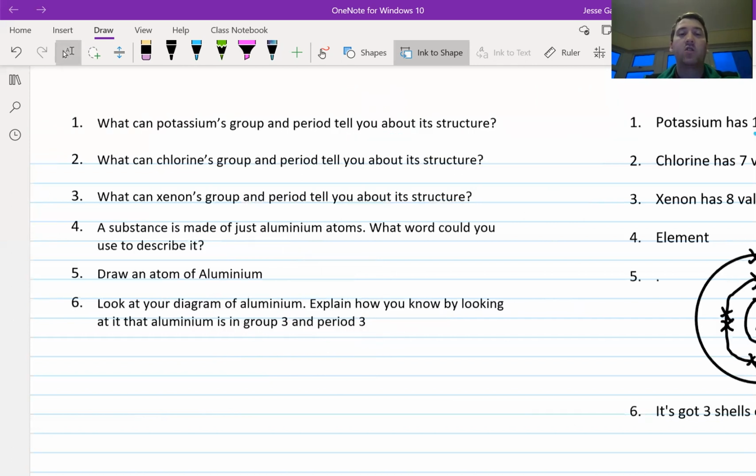A substance is made just of aluminium atoms. What word could you use to describe it? Well, it's only got just aluminium, one type of atom. So what do we call substances like this? We call them elements. So aluminium is an element because it's only made of aluminium atoms. Well done, if you said that. That's from a few lessons ago.